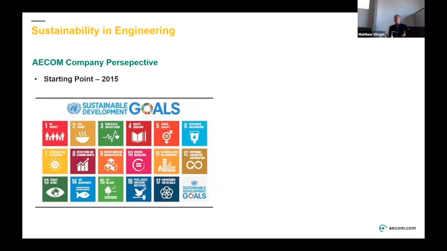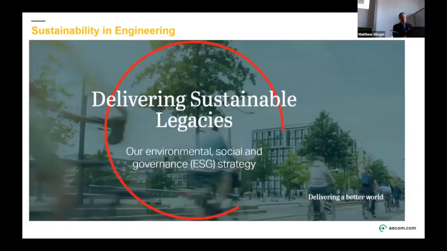Now, where did our sustainability journey start? It's the same as we've seen with a lot of other people today, with the UN Sustainable Development Goals. That's really what set the benchmark for people to drive and attain goals that were also adopted by governments all around the world. This was back in 2015. That's developed. This time last year, we produced what's called our Sustainable Legacies Program.